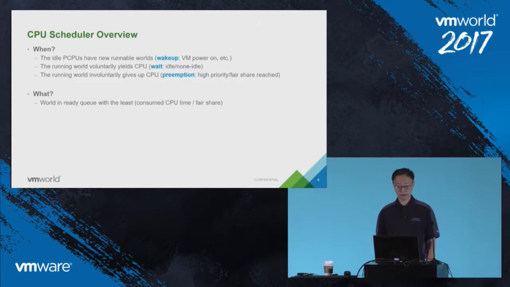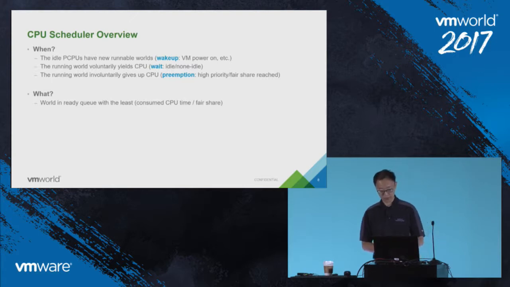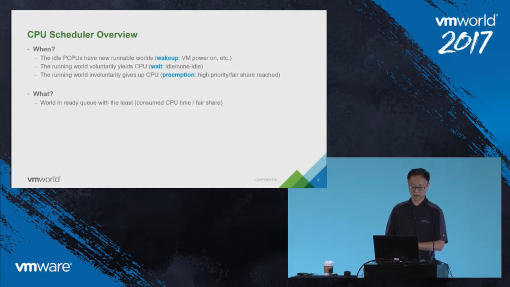What does this mean? This means that for two VMs, if they have the same fair share, we prefer to run the VM with the lower CPU consumed time. On the other hand, if two VMs have the same CPU consumption, we prefer to run the VM with the higher fair share because it's more important. And this is how we define priority when we try to choose different workloads.